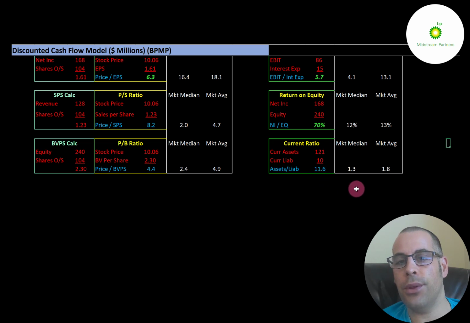Really high current ratio. The median is 1.3. The average is 1.8. Current ratio is current assets over current liabilities. I like to see between 1.2 and 2. They're at 11.6, so they can easily cover their current liabilities. Current assets are assets that can be liquidated into cash within 12 months. Examples are cash, accounts receivables, and inventory. Current liabilities are debts and payables that are due within 12 months. Examples are current debt and accounts payable.